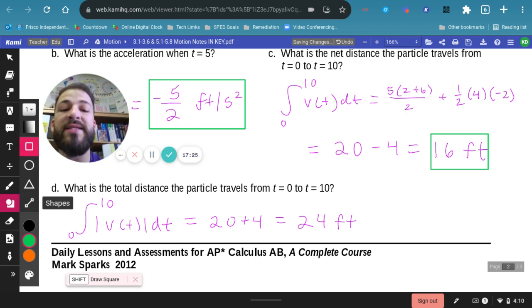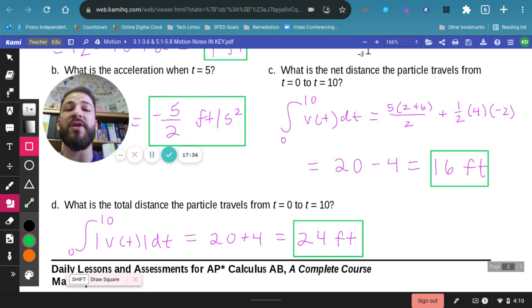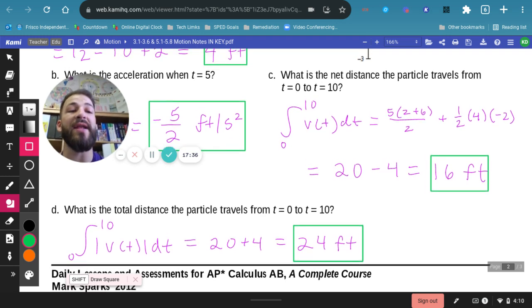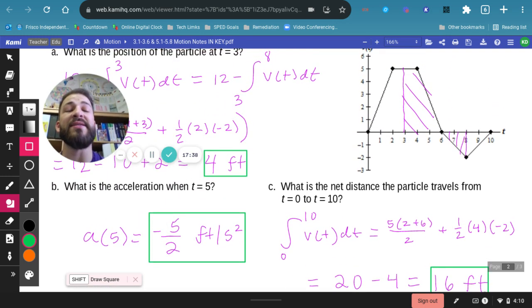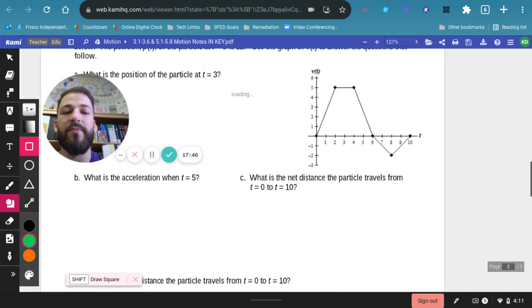And once again, the nice thing about motion, questions should always make sense. So I had some negative displacement last time. This time it's all positive. So it makes sense that my total distance should be greater than my net distance. My net distance of 16 feet makes a lot of sense considering how much more positive area there is than negative area. So all of our answers realistically are lining up as we look.